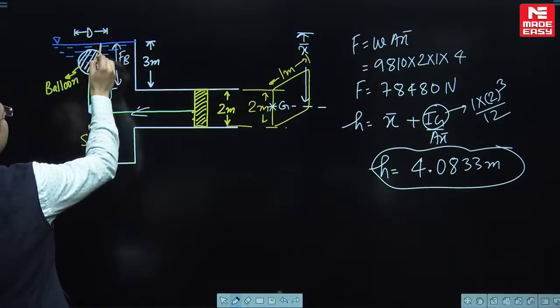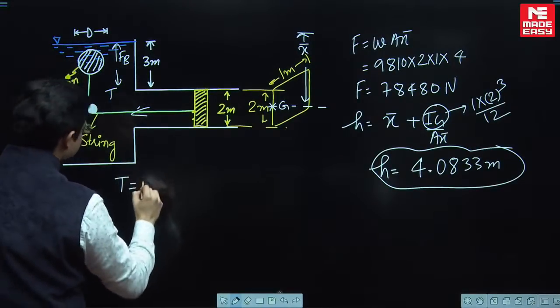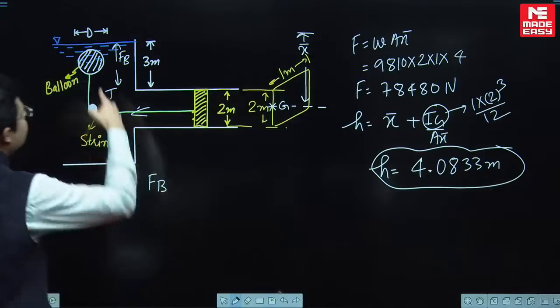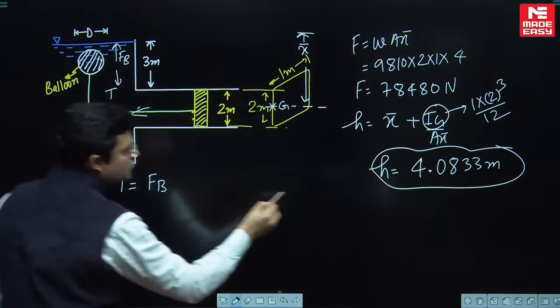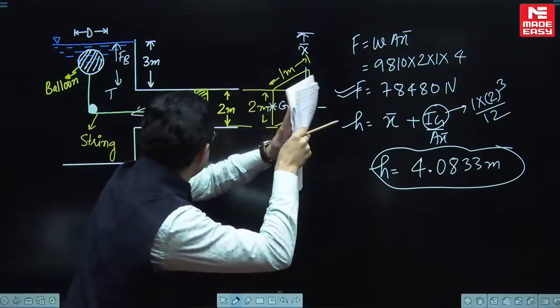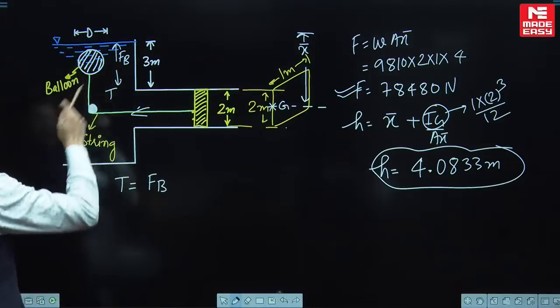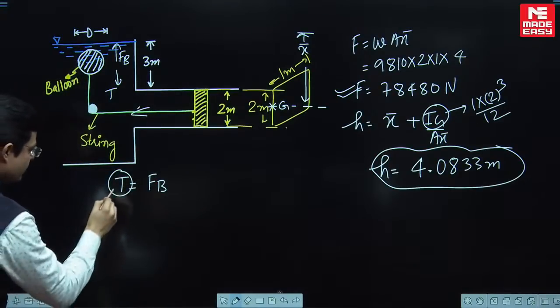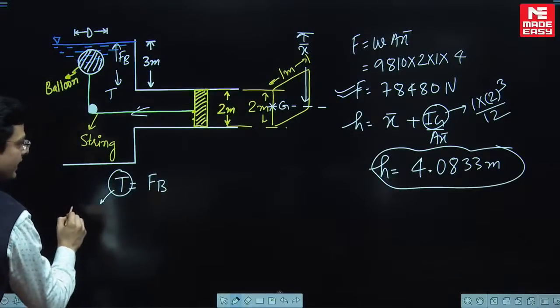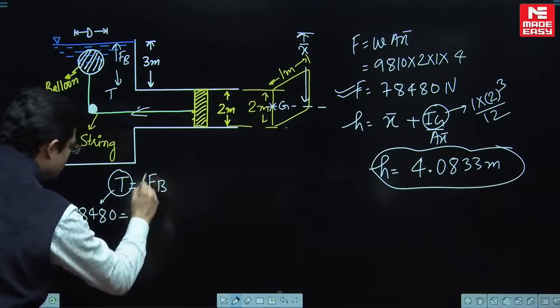If you make the free body diagram of the balloon, you are going to get tension equal to the buoyancy force, and tension in the string equal to the hydrostatic force. Whatever force is pulling here is balanced by this tension. So tension is equal to your hydrostatic force. Tension you already know: 78480 is equal to the buoyancy force.